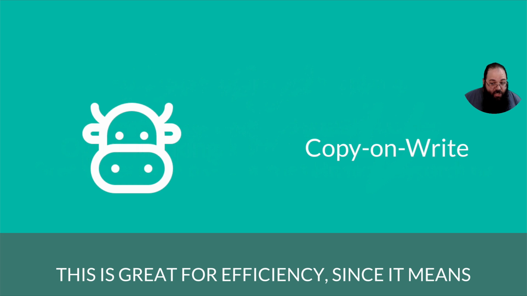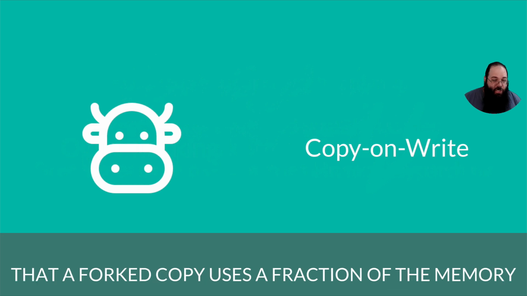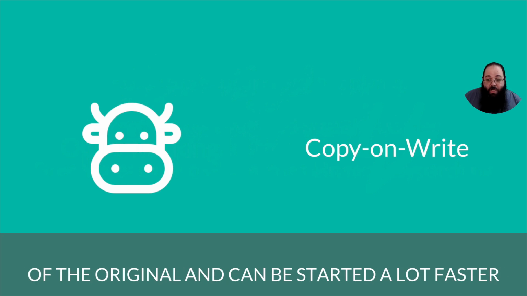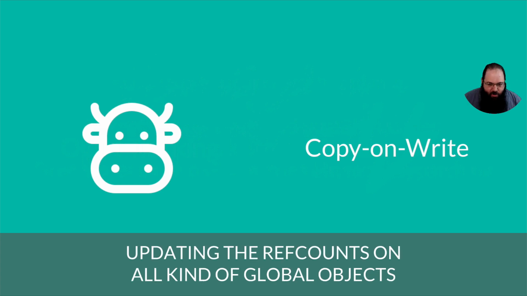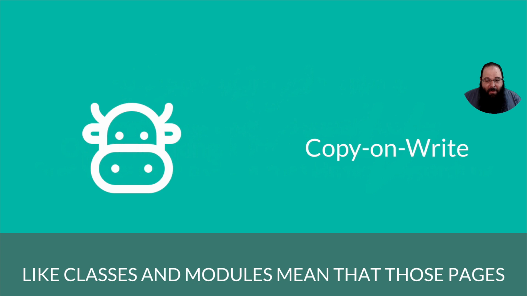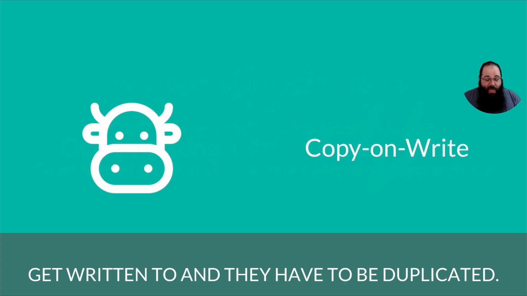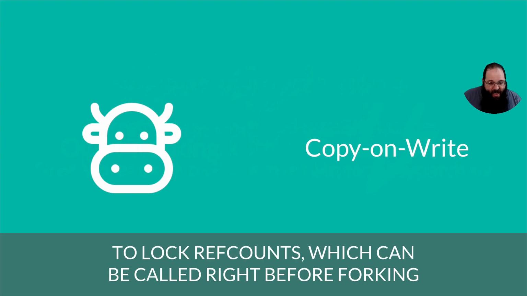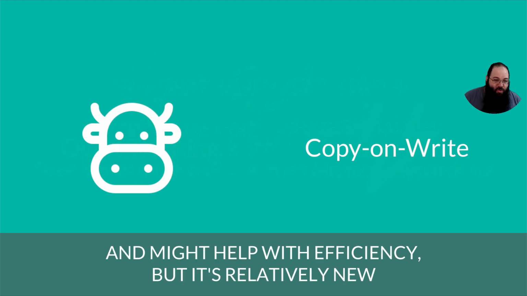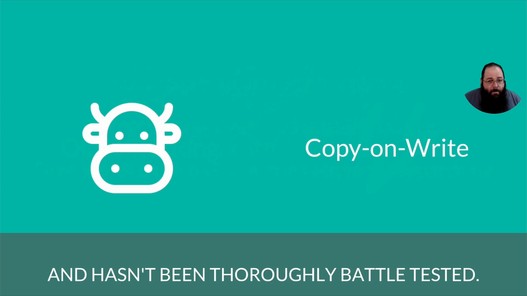This is great for efficiency, since it means that a forked copy uses a fraction of the memory of the original and can be started a lot faster, but then ref counts kind of mess everything up. Updating the ref counts on all kinds of global objects like classes and modules means that those pages get written to and they have to be duplicated. Python 3.7 did add a gc.freeze function to lock ref counts, which can be called right before forking and might help with efficiency, but it's relatively new and hasn't been thoroughly battle tested.